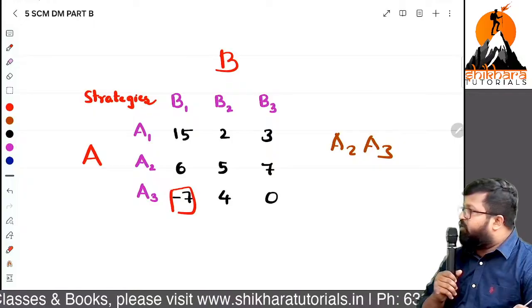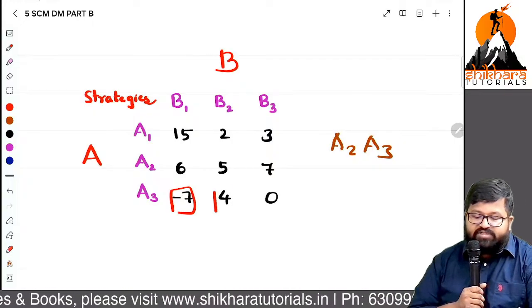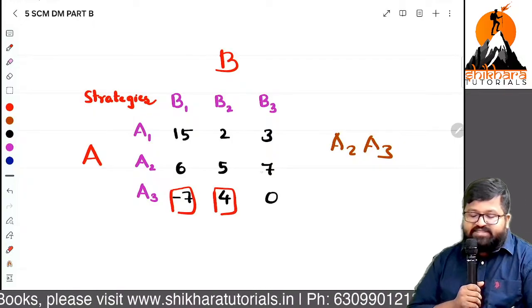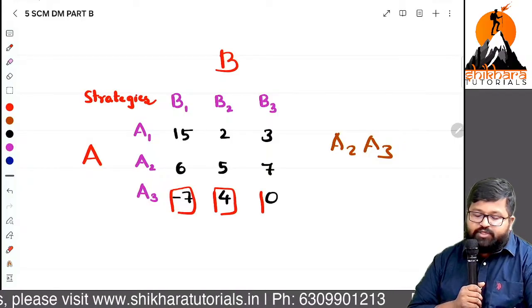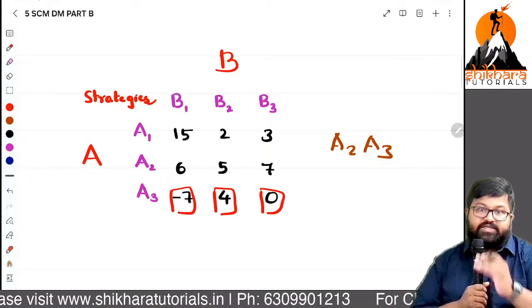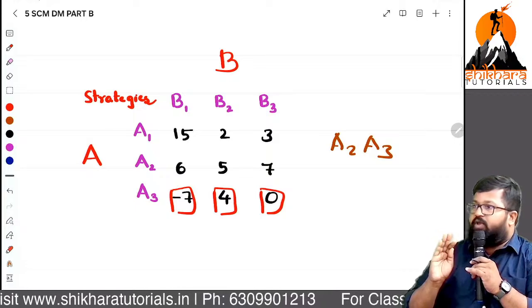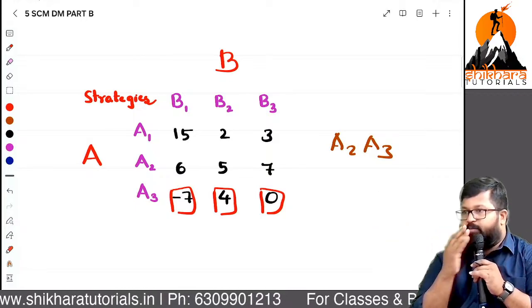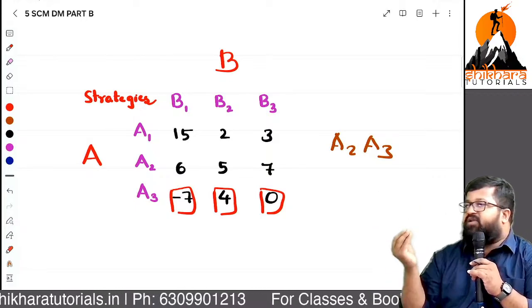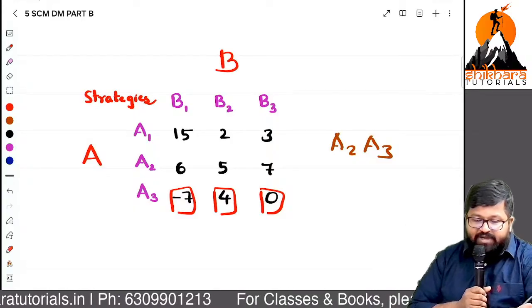Now 5 and 4, what is the least number? 4 is the least. I marked it, sir. And 7 and 0, which is the least? 0. Sir, all the least elements are in one row. So I can skip that part because I am not interested in it. So I am eliminating that one.